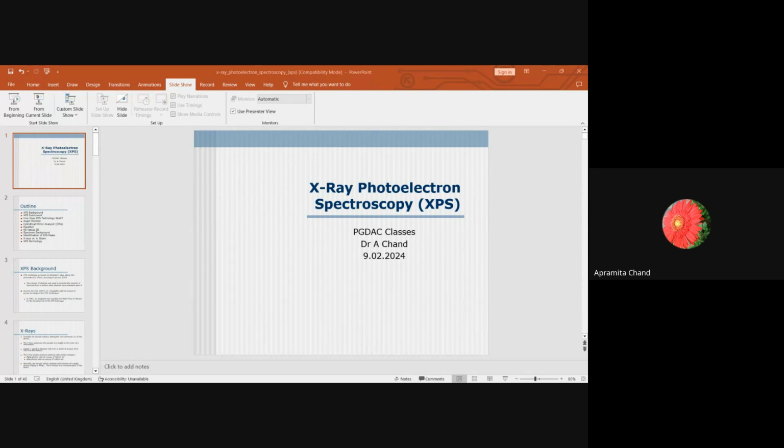So this is how the XPS instrument looks. This one is located at the University of Texas. It is quite an instrument.